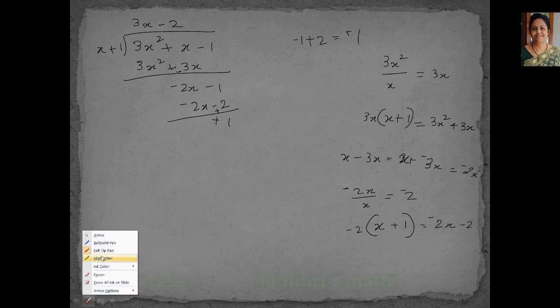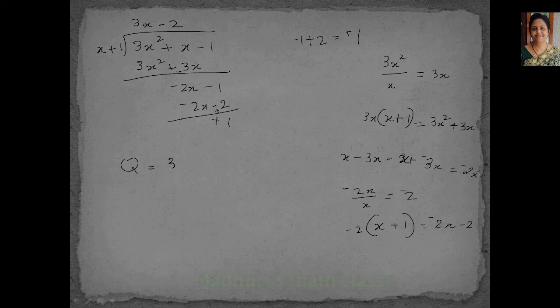So we will stop here. Now what is the quotient? Quotient is equal to 3x minus 2 and the remainder is equal to positive 1. So this is the way we have to divide a polynomial by another polynomial.